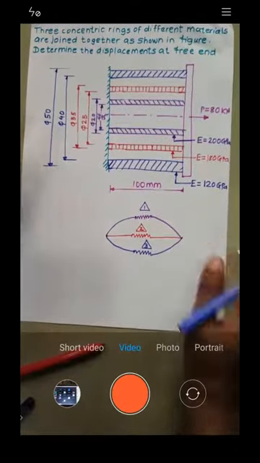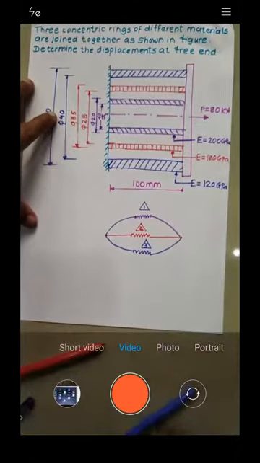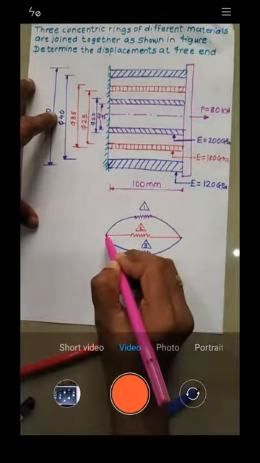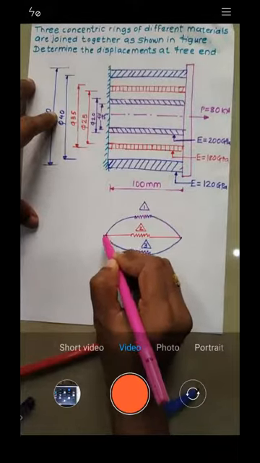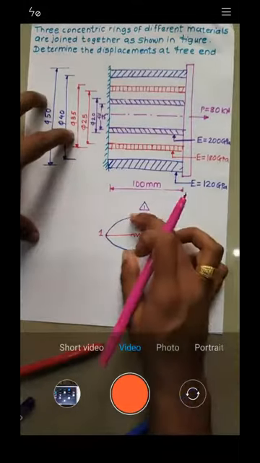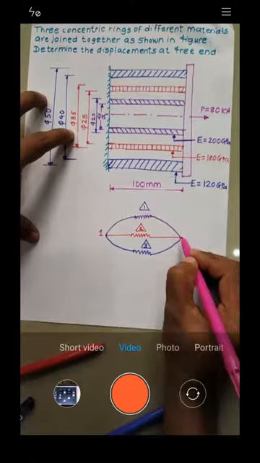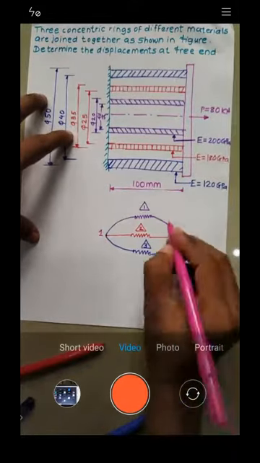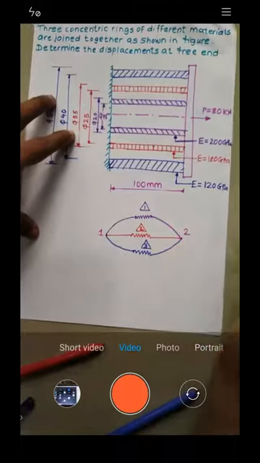Now if you see all these 3 rings, they are connected to the same point at the left hand side, and that is basically the fixed support. I will call this node number 1. All these 3 rings are connected at the other end to this particular plate. I will call this node number 2.